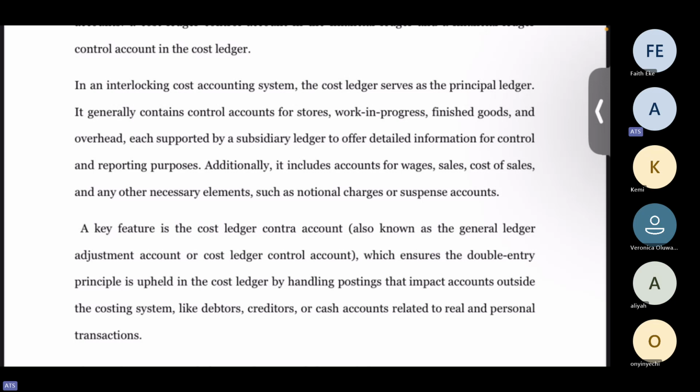If it is reversed, that is the case, or maybe you sold finished goods, or you paid for labor. Yes, if you paid for labor, you debit your labor account, you credit cost ledger control account. So basically, the cost ledger control account is there to help the movement, to ensure that you are actually practicing double entry under the costing system.